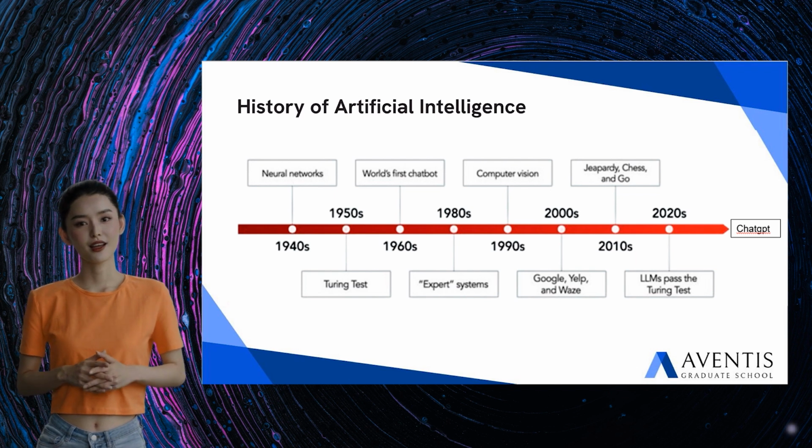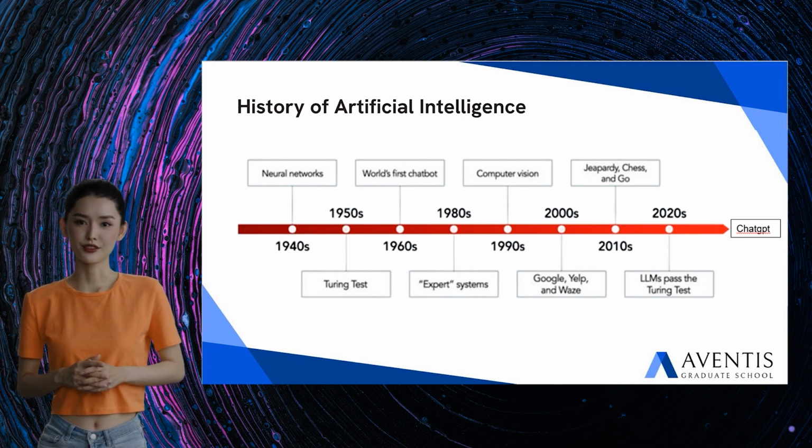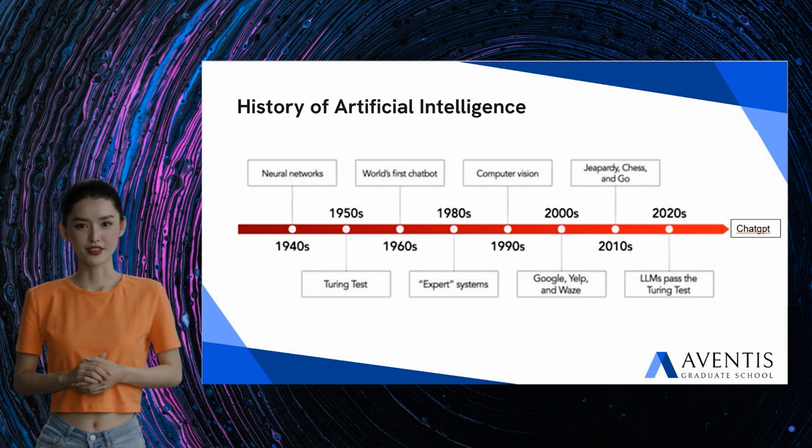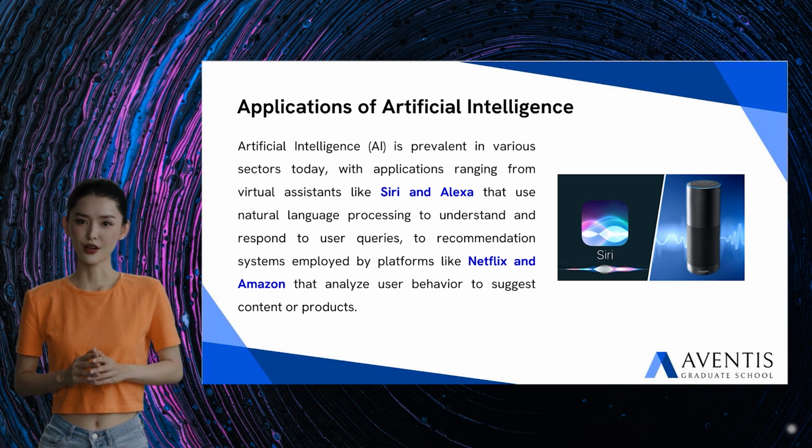This timeline highlights the key milestones in the evolution of AI, showing how far we've come from the initial concepts to the advanced intelligent systems we have today. Each decade has brought us closer to creating machines that can think, learn, and interact with the world in increasingly sophisticated ways. Applications of artificial intelligence.